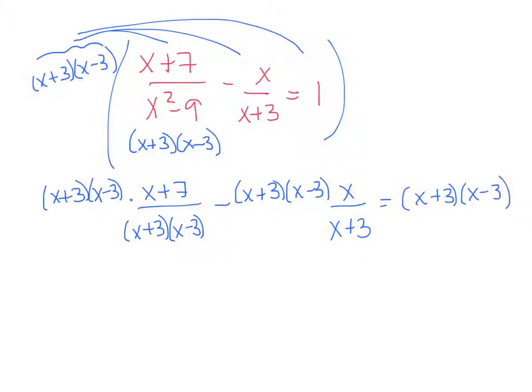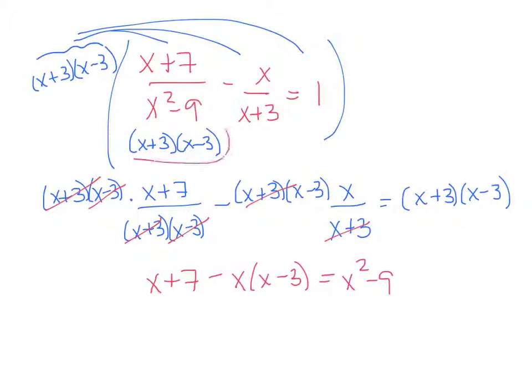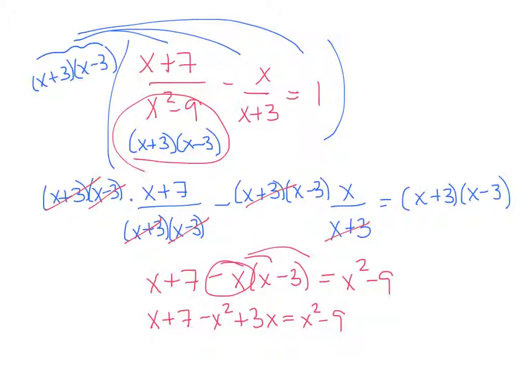Okay, so all I did was distribute that (x plus 3)(x minus 3) to everything, and then if we simplify or reduce before we multiply, we get x plus 7 minus x times (x minus 3) equals, I'm going to go ahead and multiply that back out. It's x squared minus 9. I know that because it came from up here. Okay, so again, no denominators should make it easier to solve. Make sure when you distribute that x that it's a negative x, so your signs are right.